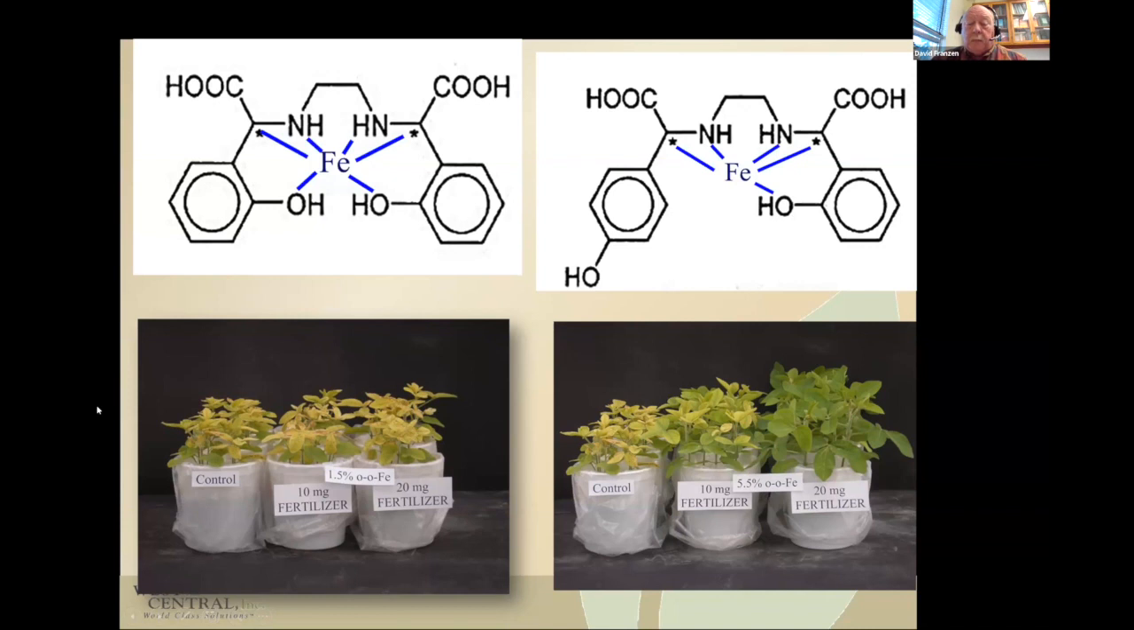The pot experiment on the bottom is something that Jay Goos and Sarah Lovas, when she was a graduate student of Jay Goos, did. This product is only 1.5% ortho with these specific additions to the plots, and the same additions were made to the plot with a 5.5% ortho, which would be the material that would be used in soybean, for example. You can see the difference between the ability to overcome IDC on the left compared to that on the right.